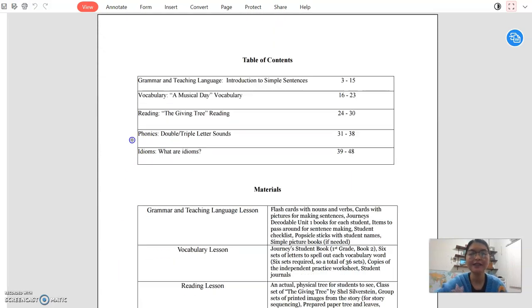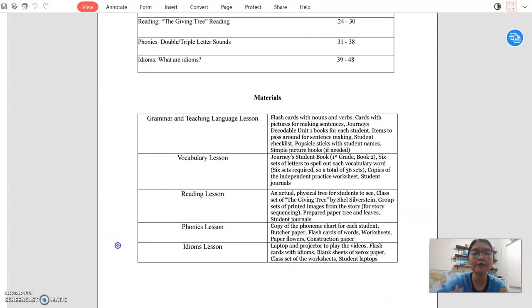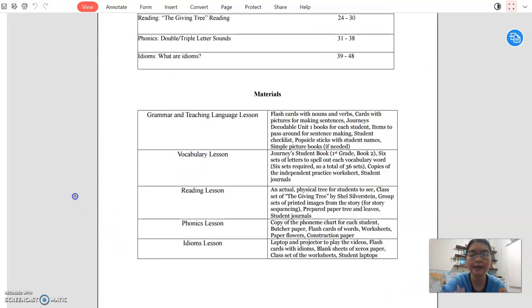So to begin, here is my table of contents. The 5 lesson plans that I chose were in grammar and teaching language, vocabulary, reading, phonics, and idioms. Here are the materials. I have them here as well as in each individual lesson plan.